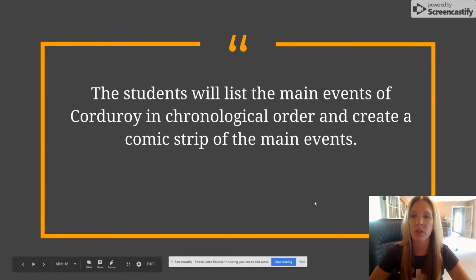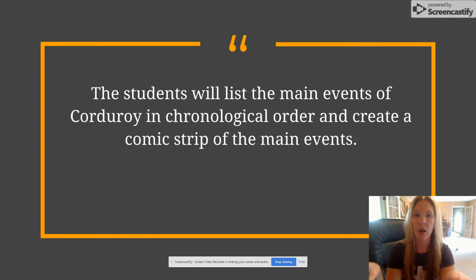This next one: the students will list the main events of Corduroy in chronological order and create a comic strip of the main events. In this one, we've got two behaviors going on, and this is one of the things I talked about, that your TEK might say, but we need to narrow it down. So we've got list the main events, and we've got create a comic strip. Creating a comic strip is kind of how you want them to show that, maybe, but it ends up having two behaviors in it.